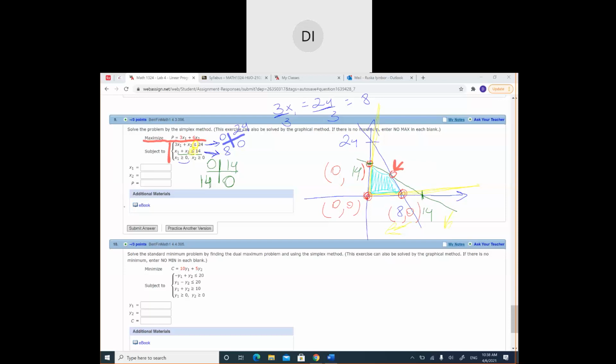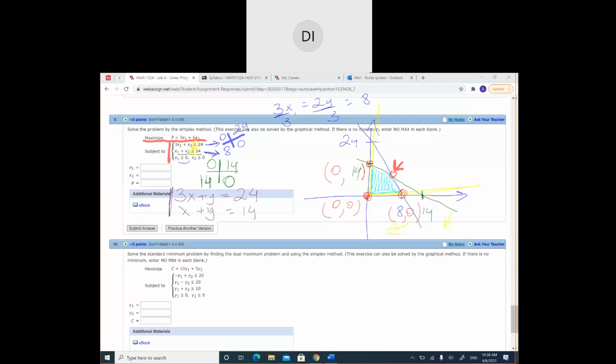So we need to solve, taking both of the equations like equations, not inequalities, and solve them like a system. I'm going to write it here. Instead of x1 and x2, I'm going to use x and y, because you're more used to that. So it's going to be 3x plus y equals 24. That's my first equation. And the second one is going to be x plus y equals 14. So this is the system I have to solve to find the intersection point.